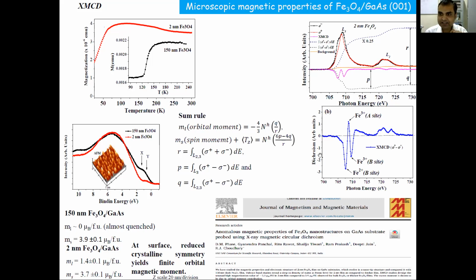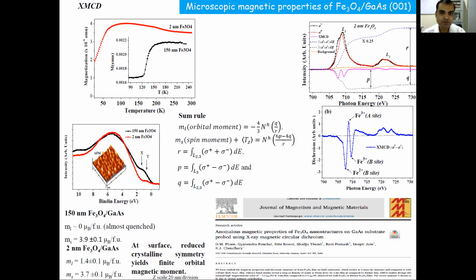Whereas the tetrahedral site Fe3+ has a positive sign, different from the octahedral site. So that means the tetrahedral site is interacting antiferromagnetically with the octahedral site. So these Fe3+ moments are cancelling each other, and the net moment we are getting is because of Fe2+. All this information can be brought out from X-ray magnetic circular dichroism.